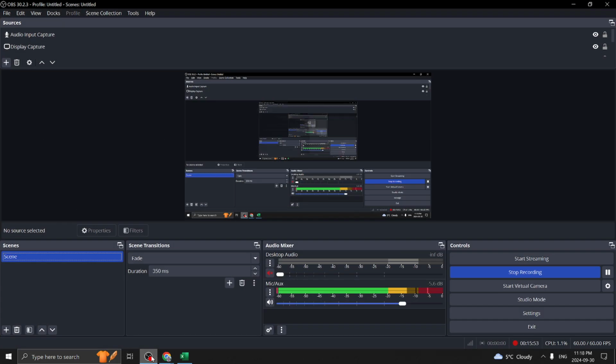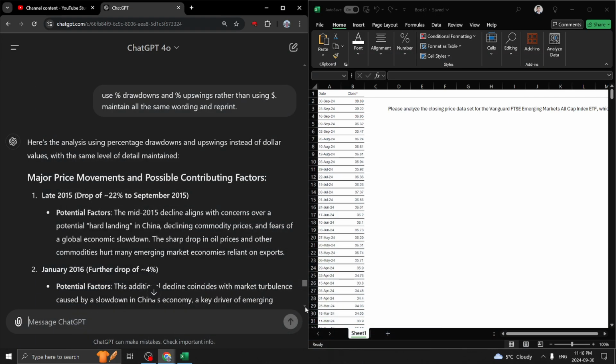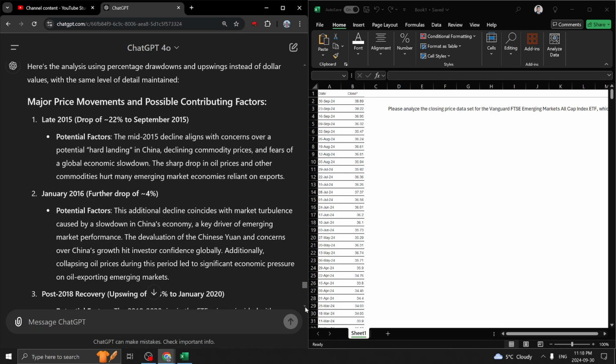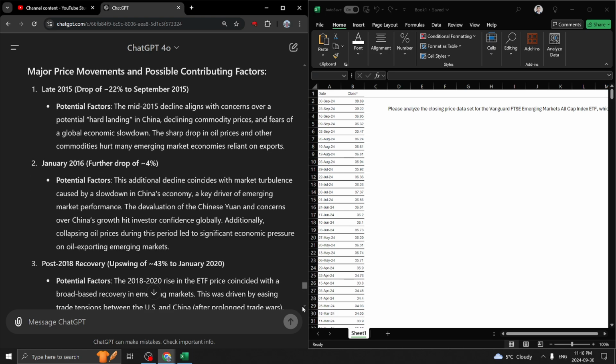Okay, so how long is this video? 15:54. So here's the analysis using percentage drawdowns and upswings instead of dollar values with the same level of detail maintained. Nice. Okay, so in late 2015, there was a 22% drop. Potential factors: the mid 2015 decline aligns with concerns over a potential hard landing in China, declining commodity prices, and fears of global economic slowdown. The sharp drop in oil prices and other commodities hurt many emerging market economies relying on exports.